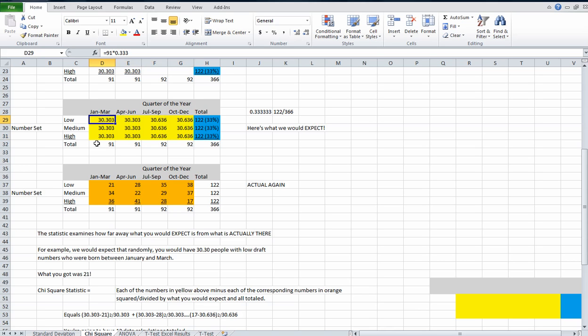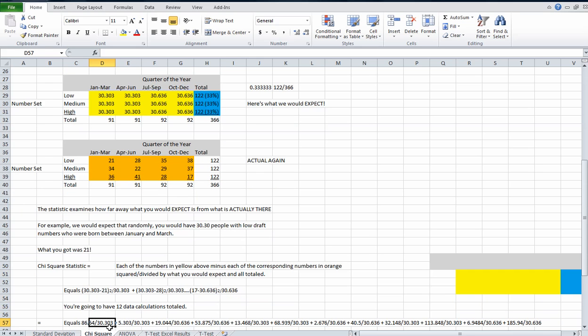For each one of these, you would subtract, in this case, 30 minus 21, square that number, and divide it as a proportion of what you would have expected. So it's right down here. So 30.303 minus 21 squared divided by 30.303. Now what's interesting is, notice that this number, here's what that comes out to. 86.54 divided by 30.303. So it's essentially 9, 30 minus 21 is roughly 9, squared is 81. It's a little bit different.